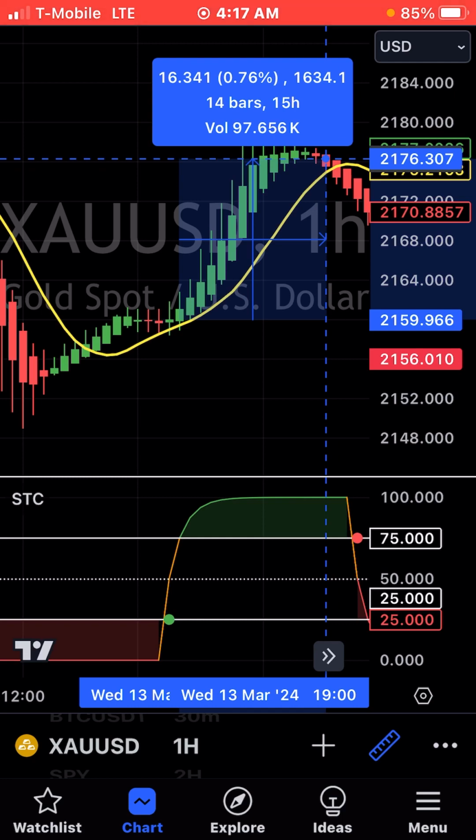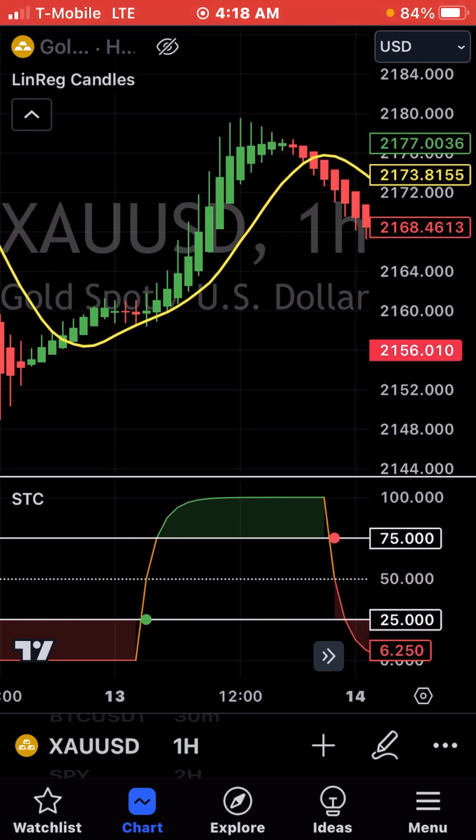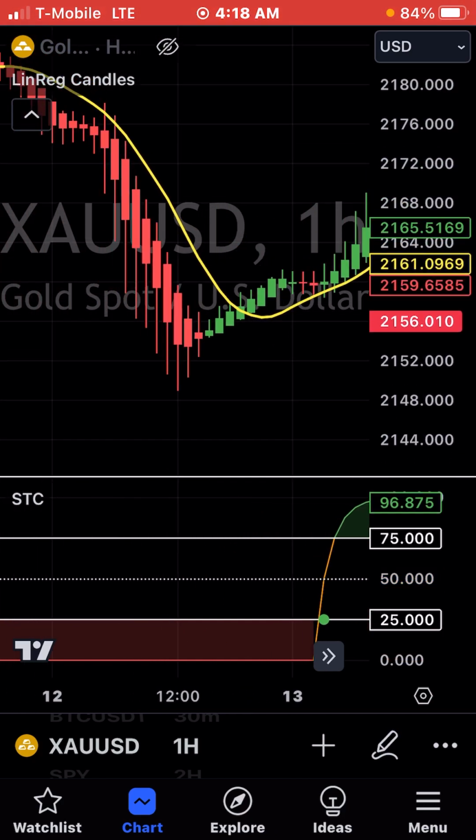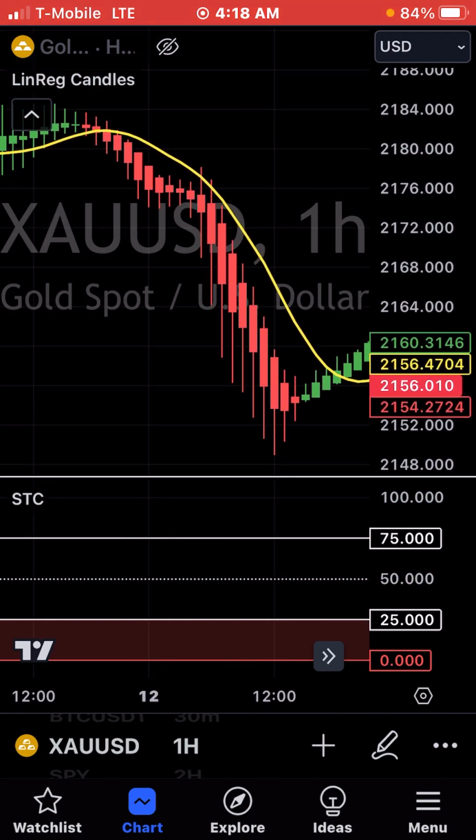So this is a 16,000 pip move, which means if you did it at $1, you would have made $16,000. If you did this at a penny, you would have made $163. So you can see that this turns into passive income really fast. It all depends on what your balance is.